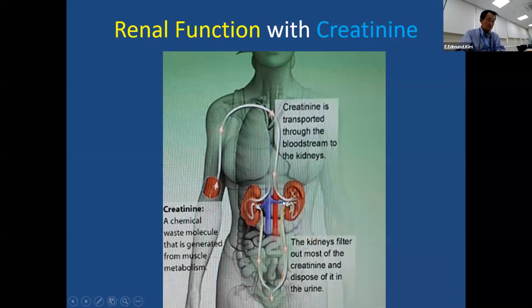Also, this function is related to the vascular system. If there's certain hypoxia, particularly from heart disease or some brain disease, it affects renal function. That's why the brain, heart, and kidneys are all working together as one axis.